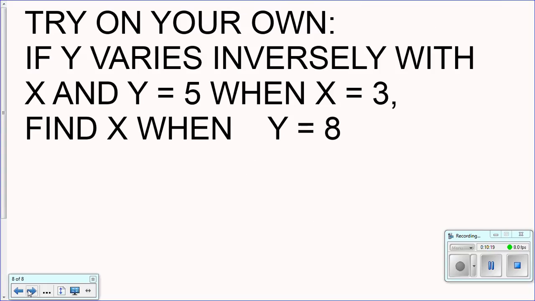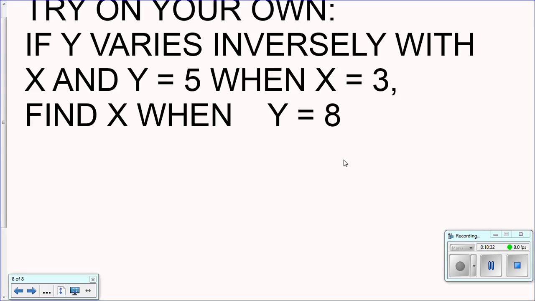All right, so this last one, you're going to try on your own. I didn't make it as wordy. You're welcome. So you need to find out what x is when y is 8 and all this stuff is happening. Okay? So go ahead and try this one on your own. We will go over it in class. If you have any other general questions about inverse, write them down.